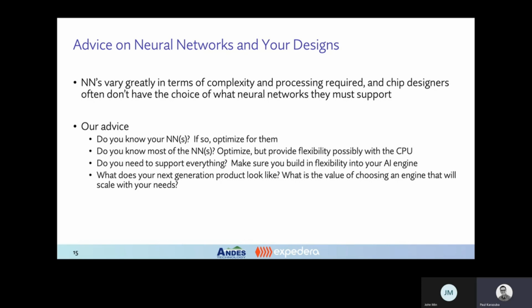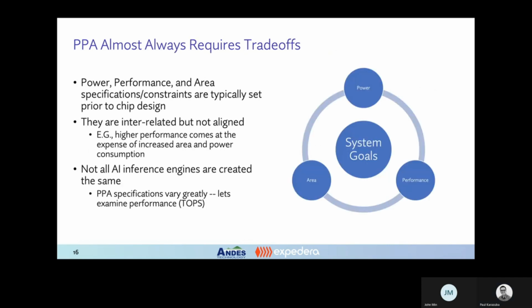And even though we're going to talk about this later, what does your next generation product look like? And what I mean by that is, what's the value of choosing an engine that's going to scale with your needs? Certainly, selecting an AI architecture that hits your needs today is great, but if you're able to reuse all of the learning of that architecture for your next generation product, which is presumably going to have scaled AI needs, what's the value in not having to start from scratch and instead be able to take what you know and move it to your next generation?